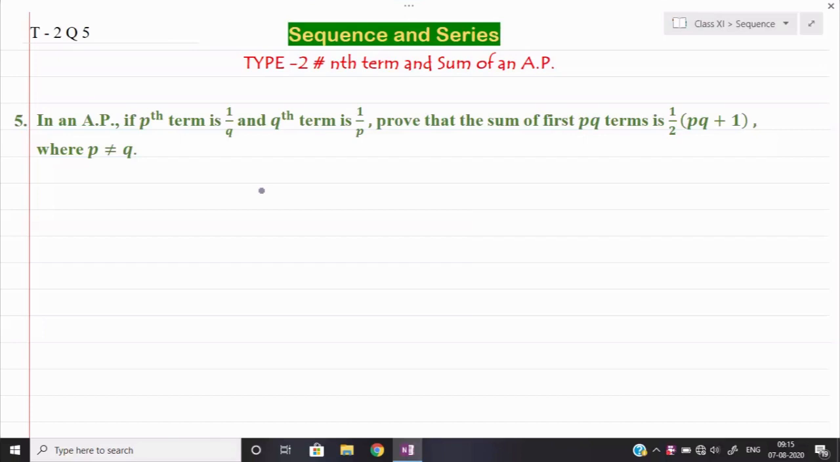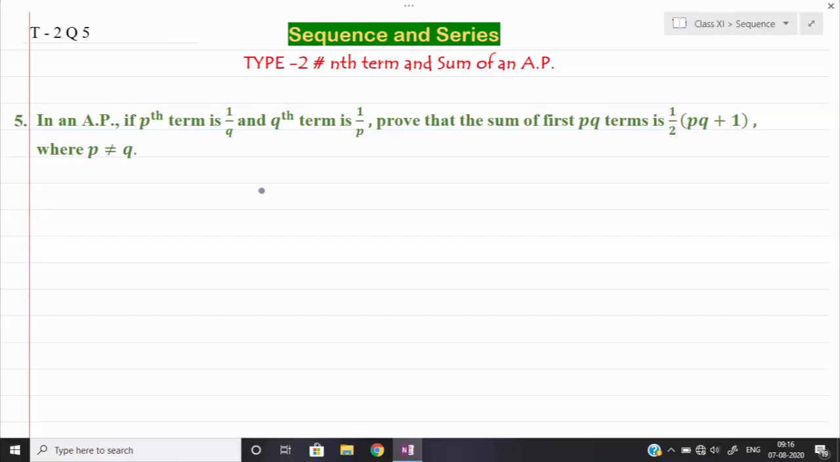So see, in question number 5 what we have is given: in an AP, the Pth term is 1 upon Q and the Qth term is 1 upon P. Normally we say fifth term, seventh term, eighth term, so like that it is given. Pth term is given as 1 upon Q and Qth term is given as 1 upon P. Then we have to show that the sum of PQ terms is 1 upon 2 into (PQ plus 1), where P and Q are not equal.